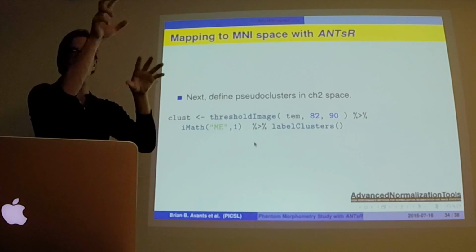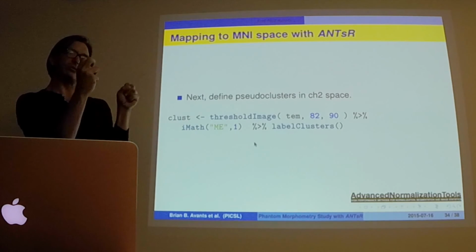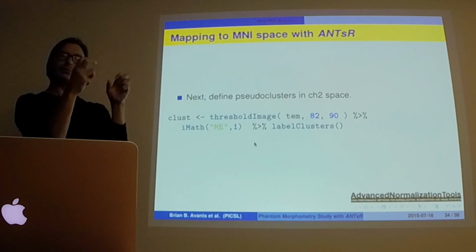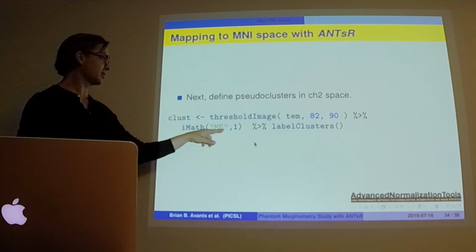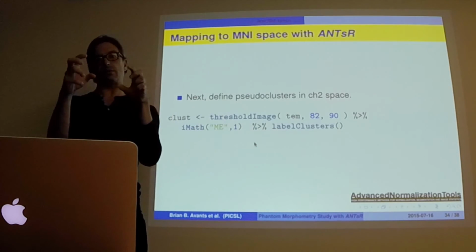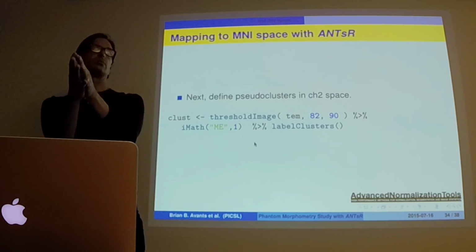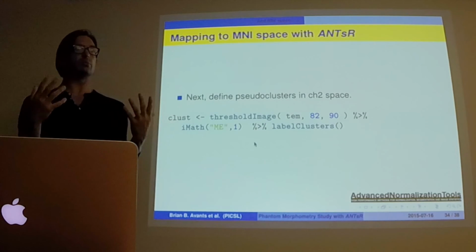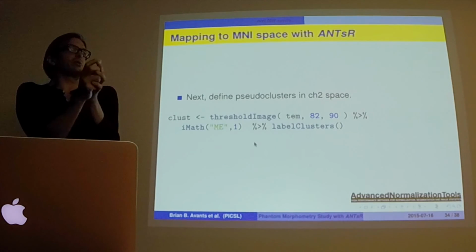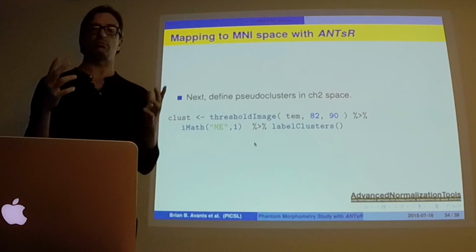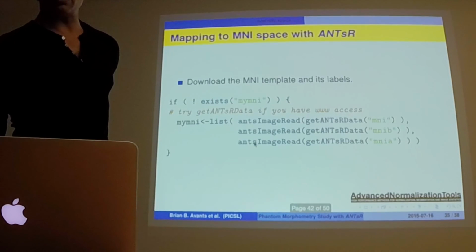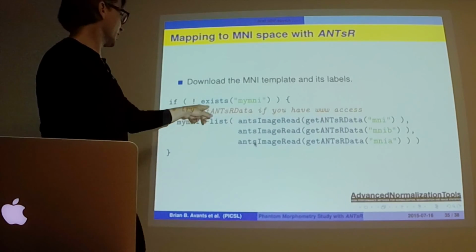So I threshold, I get some isolated voxels, and I erode them so they're separated, because they're probably connected. Now they're separated, and I send that to my label clusters. That's going to label each cluster and say, this is one, this is two, this is three. And that's good because now I can ask, where is the location of one versus two versus three? And why would I want to know the location? Well, to produce MNI coordinates.